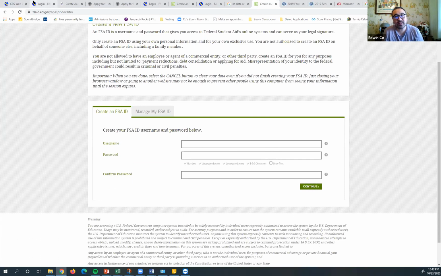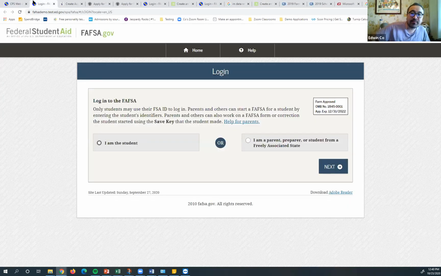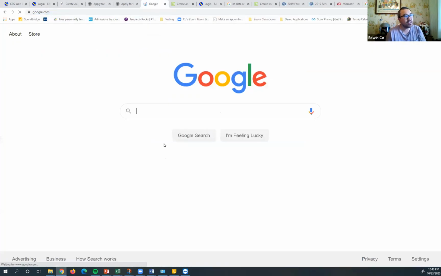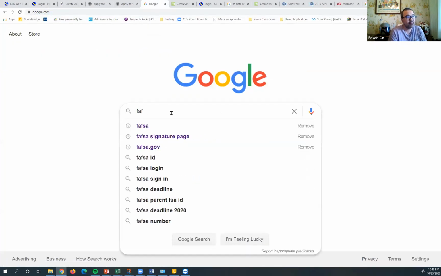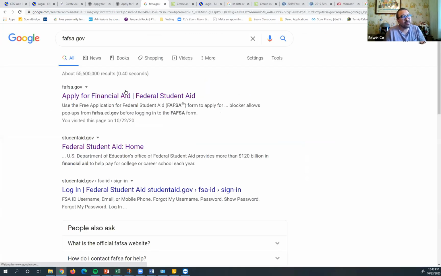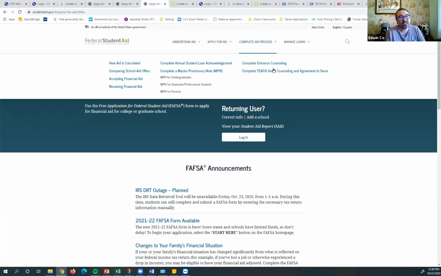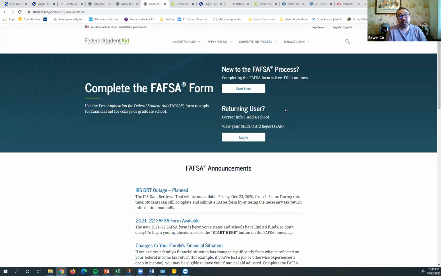So hopefully you guys have created an FSA ID, because I've asked you to do that weeks before. With that, you're going to go to Google, because Google makes everything easier sometimes. I'm just going to go to FAFSA.gov. That first link is going to be Apply for FAFSA. And then as a new student, essentially applying for FAFSA for the first time, you can click Start Here.